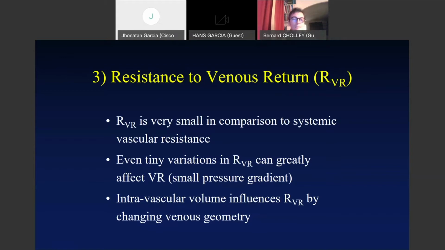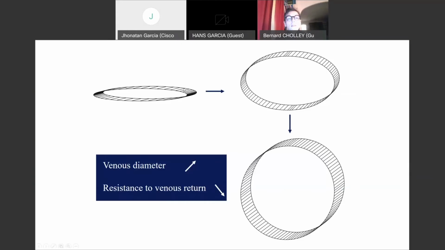But in fact, you do change the resistance of the veins of your patient each time you give them fluids. Indeed, a flat vein has a very high resistance, but when you fill it up with fluids and it becomes cylindrical, the resistance becomes very low. On the other hand, if the vein is completely collapsed, the resistance is infinite and the flow is 0.